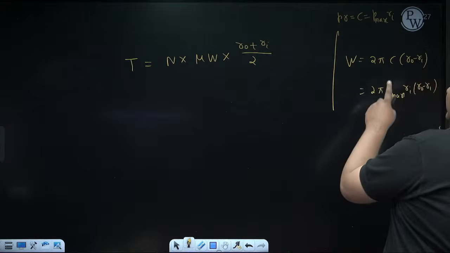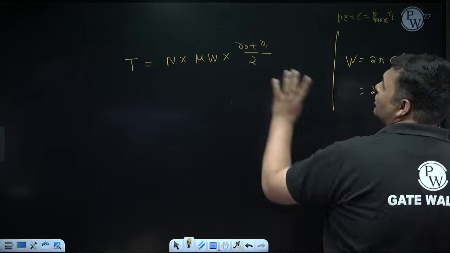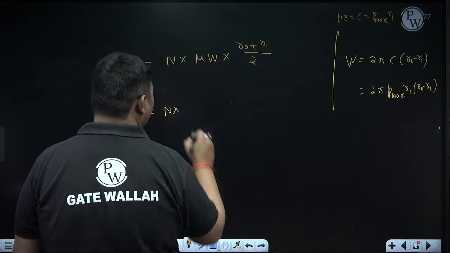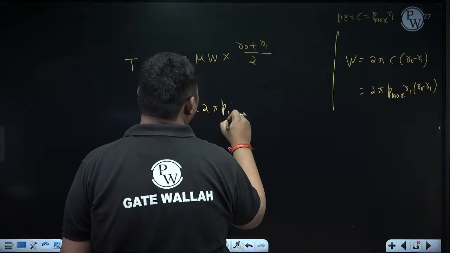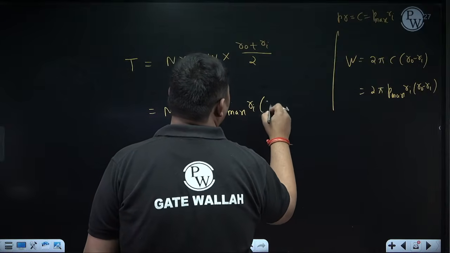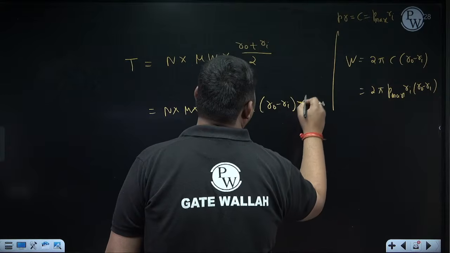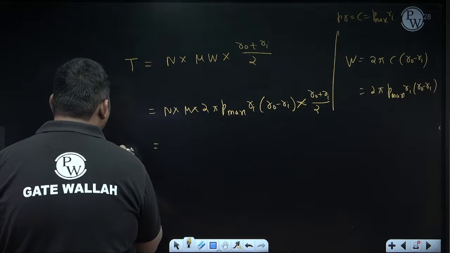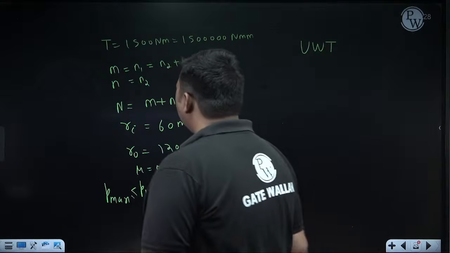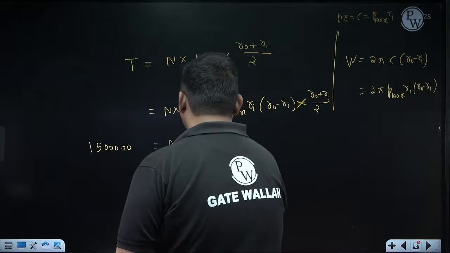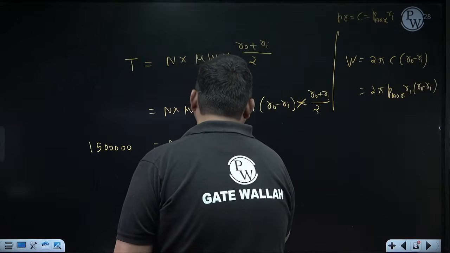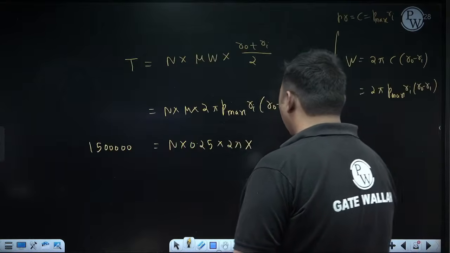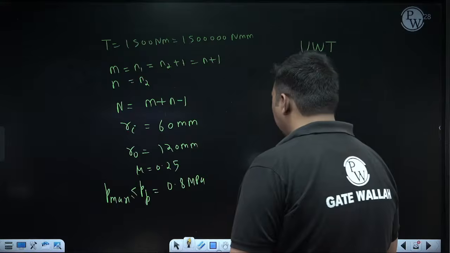So, you can say 2 pi C is P max Ri into (Ro minus Ri). So either first calculate W here and put here, or if you want, you can directly put the expression of W here. It is your will. Suppose I am putting the expression of W, so it will be N into mu into W. W is 2 pi C, C is P max Ri into (Ro minus Ri) into (Ro plus Ri) divided by 2. Now torque is given, it is 1500,000 Newton mm, and into mu. Mu is coefficient of friction, which is 0.25, into 2 into pi into P max. P max is maximum pressure, which is 0.28 megapascal.